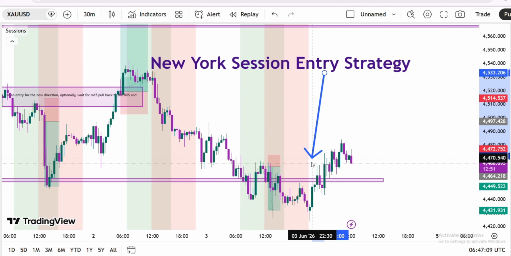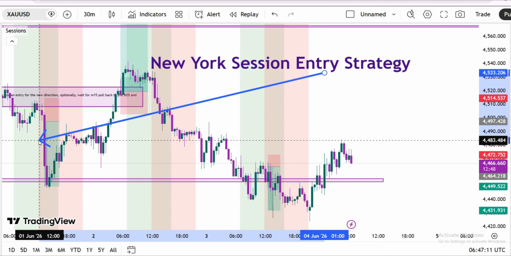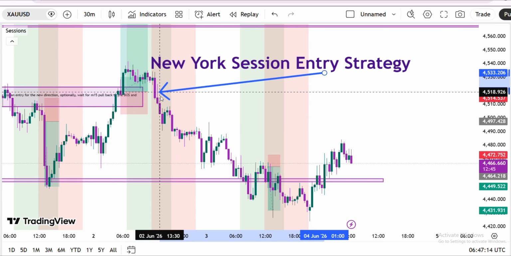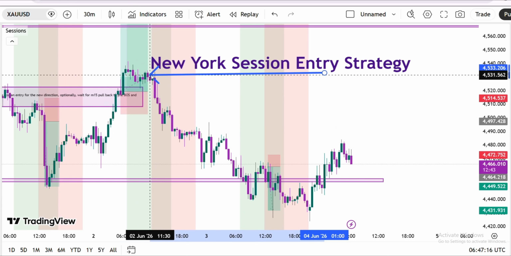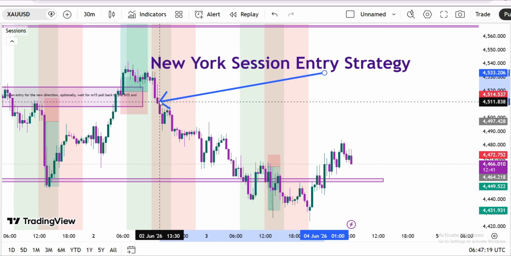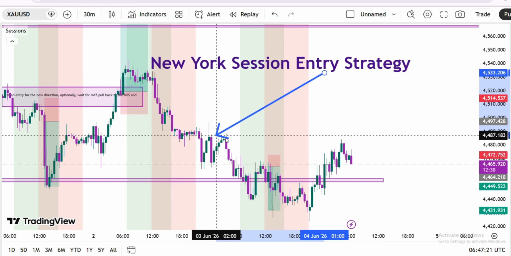Welcome back, trader. This is how to make entry during the New York session. The New York session happened so fast. I mean, the combination of the London and New York session, which is this line here, okay?